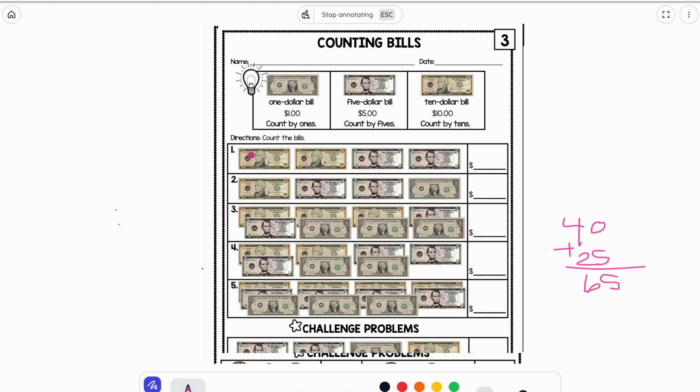Okay, let's start with the top. So we've got 10 plus 10 plus 5 plus 5. So I know that 5 plus 5 equals 10. Now it's like I have 3 10s and I can count by 10s. 10, 20, 30. I've got 30 bucks here.